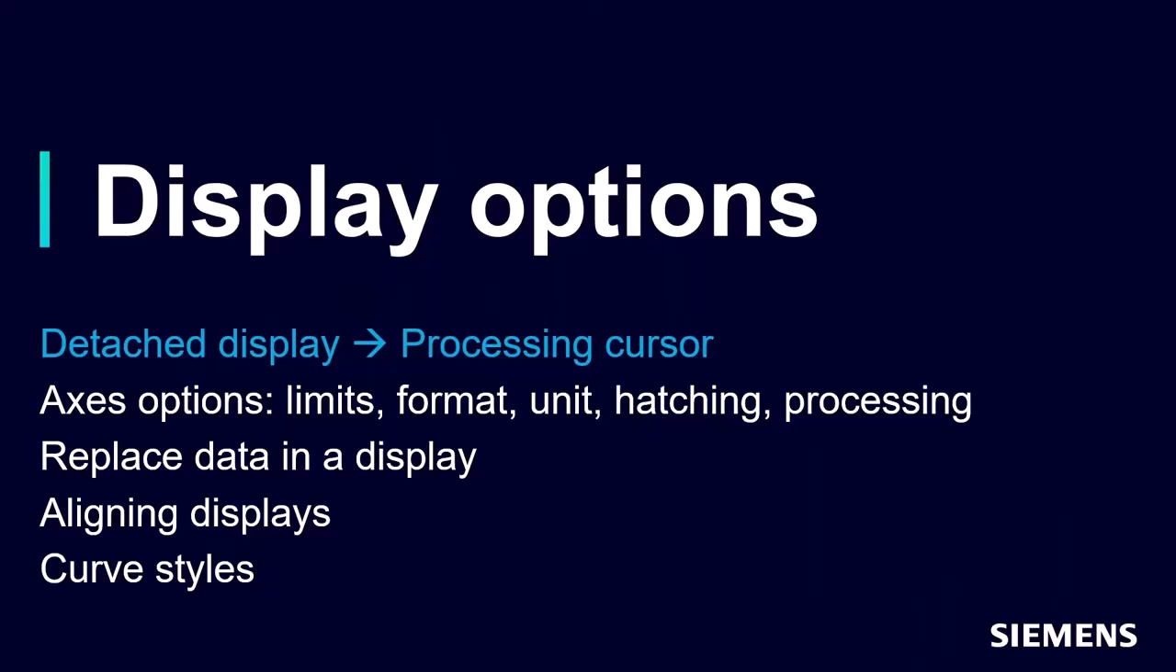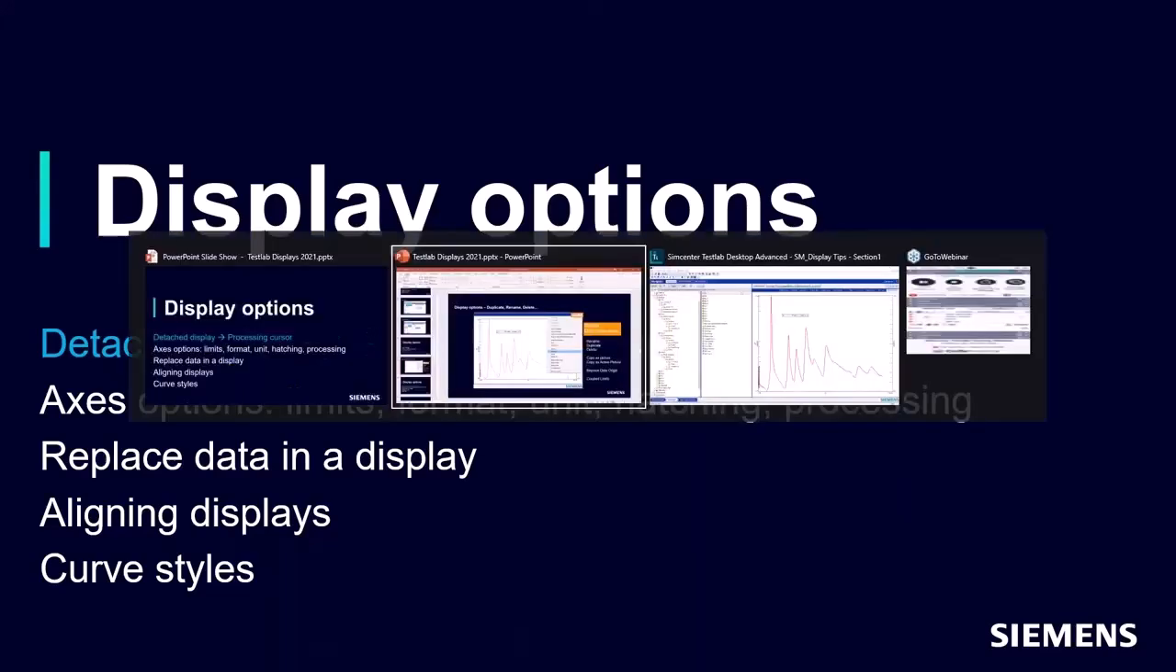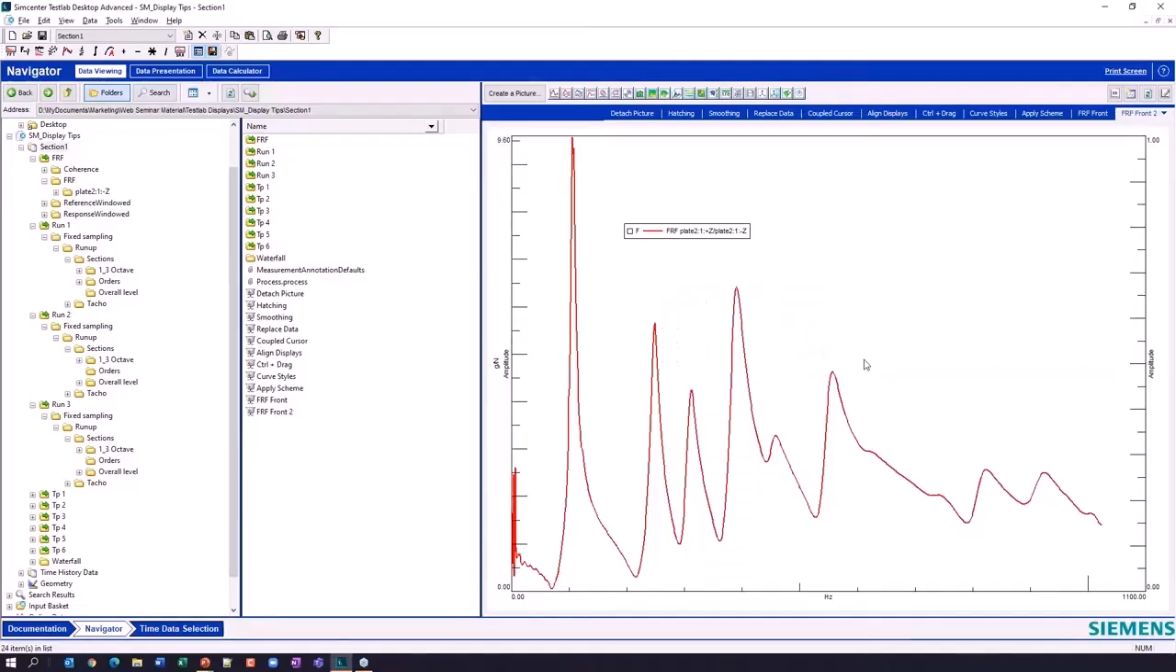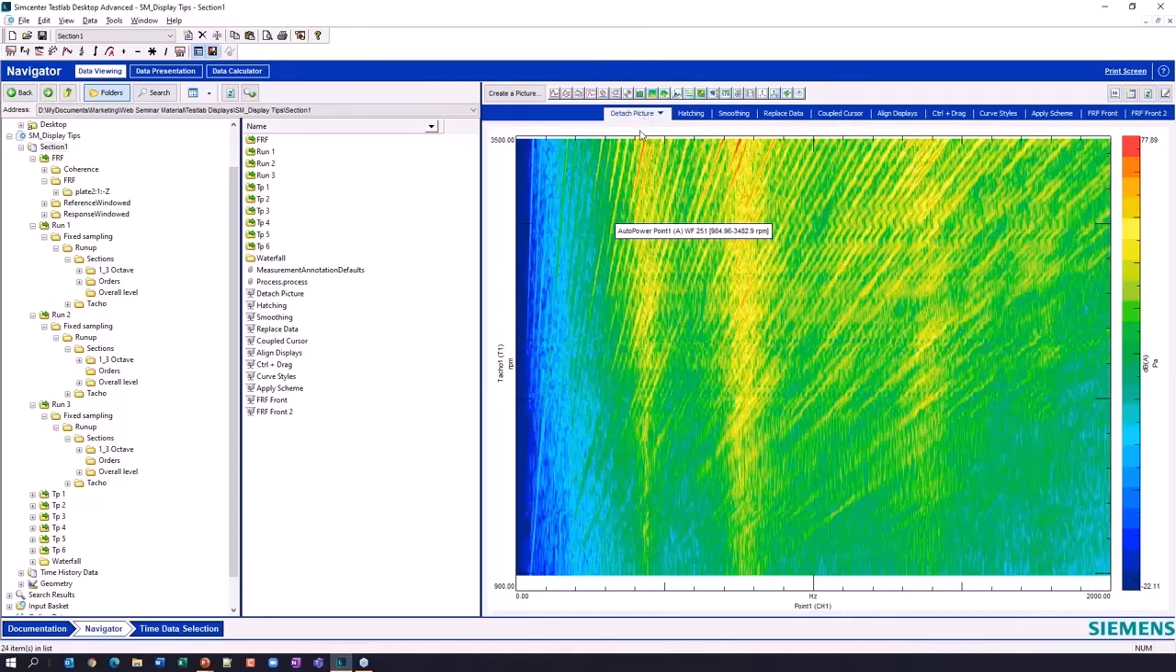First up, I'm going to show you something called a detached display, and I'm going to use this in concert with something called a processing cursor. This was something that when I was a user of TestLab before I worked for Siemens, I did not know about, and so I find it particularly useful to bring up.